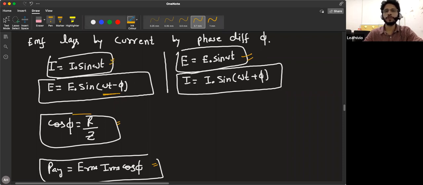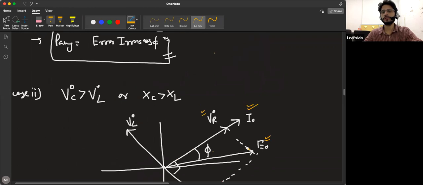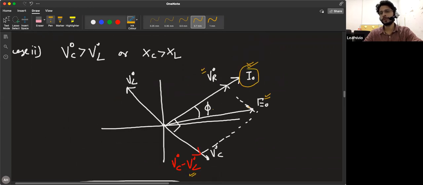On the left side, I'm assuming that current is I naught sine omega t. So if you're taking current as reference, then EMF will lag. But if you consider your EMF as sine omega t, then your current will lead. See, this is a phasor diagram. With respect to current, EMF lags, but with respect to EMF, current leads.